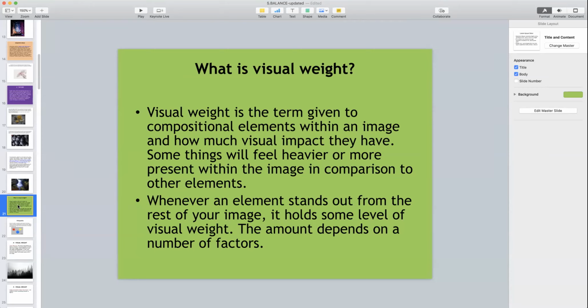It is so prominent. जैसे कल हम लोग बात कर रहे थे, perspective की बात कर रहे थे. Something which is in the foreground will have a much more importance. If the same object is lying in the back side, it will not have an importance. So positioning of an object inside the frame will also create a visual balance. Whenever an element stands out from the rest of your image, it holds some level of visual weight. The amount depends upon a number of factors. So what are those factors which will make something heavy or something lighter? Visually we are talking about, because a photograph will have a visual.